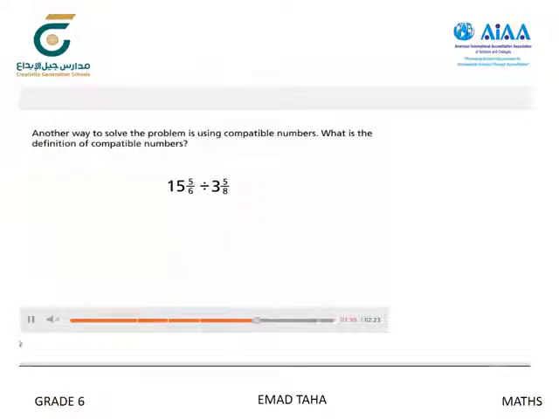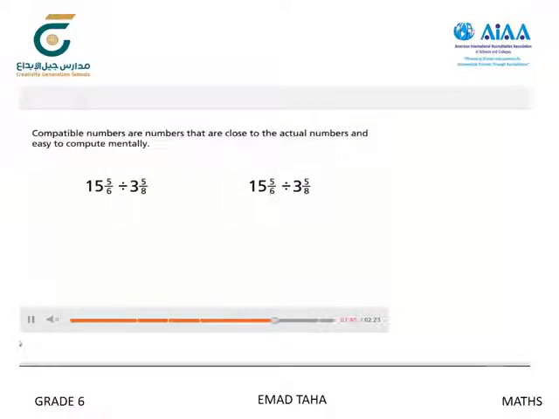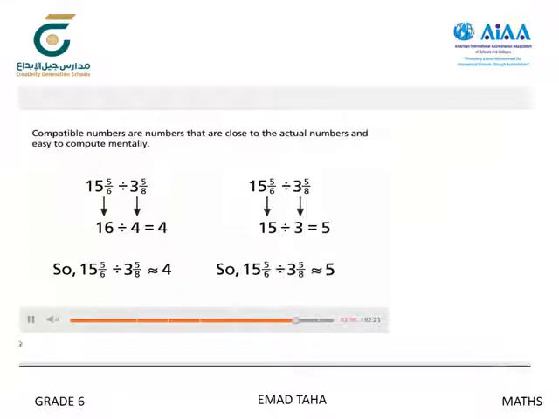Another way to solve the problem is using compatible numbers. What is the definition of compatible numbers? Compatible numbers are numbers that are close to the actual numbers and easy to compute mentally. Both examples are easy to compute and close to the actual dividend and divisor. So an estimate of 4 or 5 hours for the hike is reasonable.